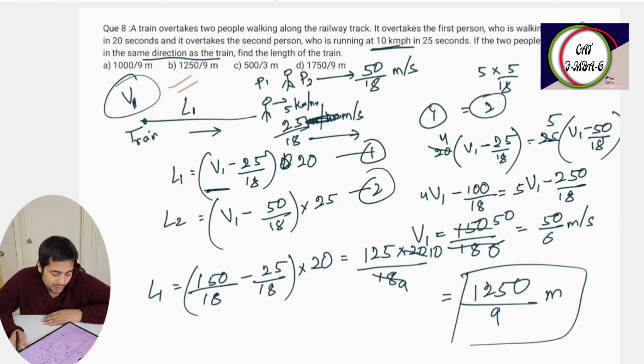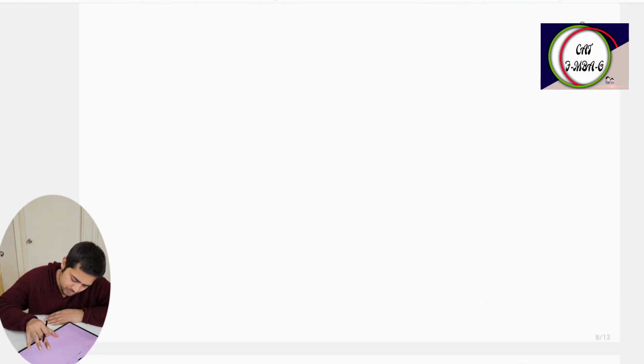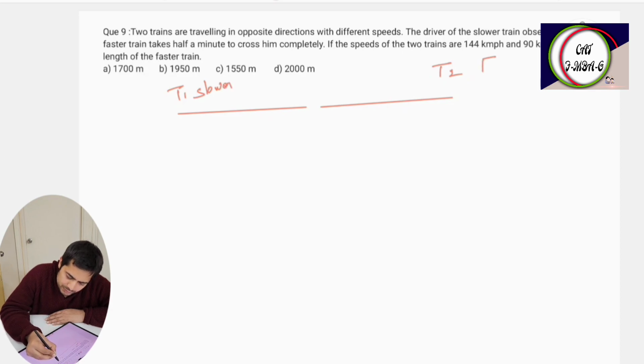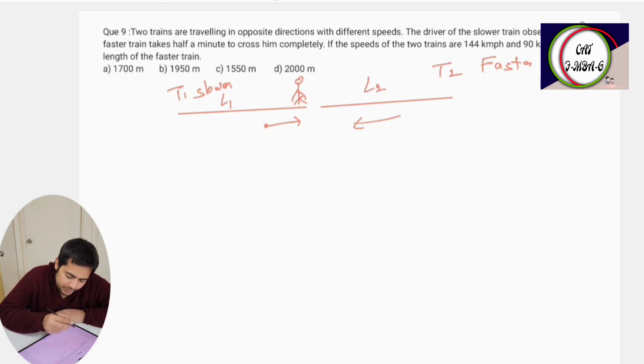So I hope you are able to follow till now. Time is a bit more, maybe 1 or 2 questions more we can solve. Question number 9. Two trains are traveling in the opposite direction with different speed, T1 and T2. The driver of the slower train, sitting here, observes that the faster train takes half a minute to cross him completely.